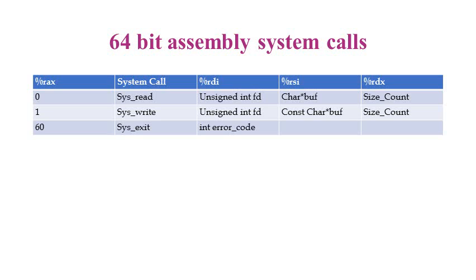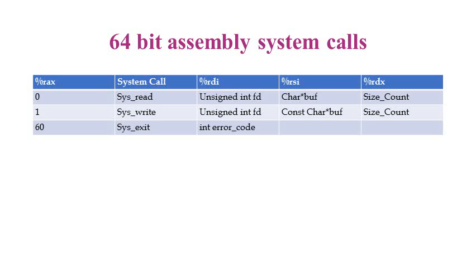Now 0 we have to use for system read, means from this we have to accept input from the user. The next system call, that is 1, the meaning of that system call is system write, means we have to write or display something on the terminal. And next, that is 60, the meaning of this 60 is system exit, it is for process termination.